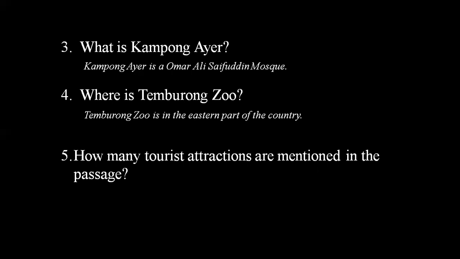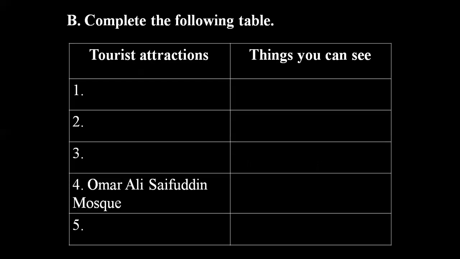How many tourist attractions are mentioned in the passage? Five tourist attractions are mentioned in the passage. Complete the following table of tourist attractions.